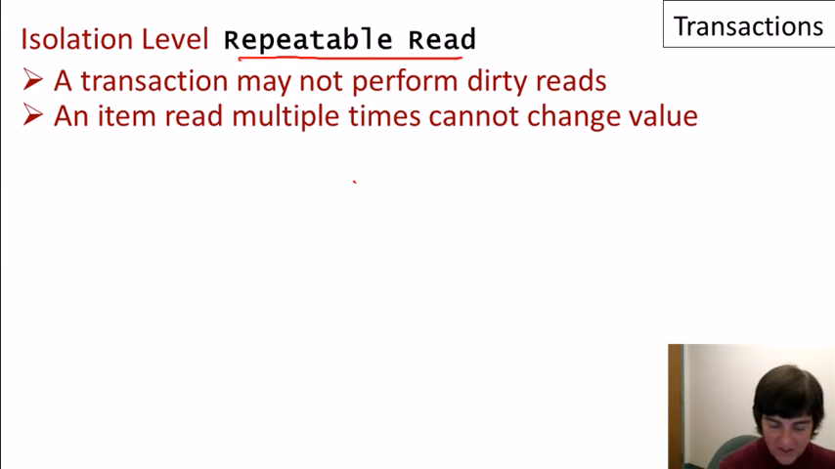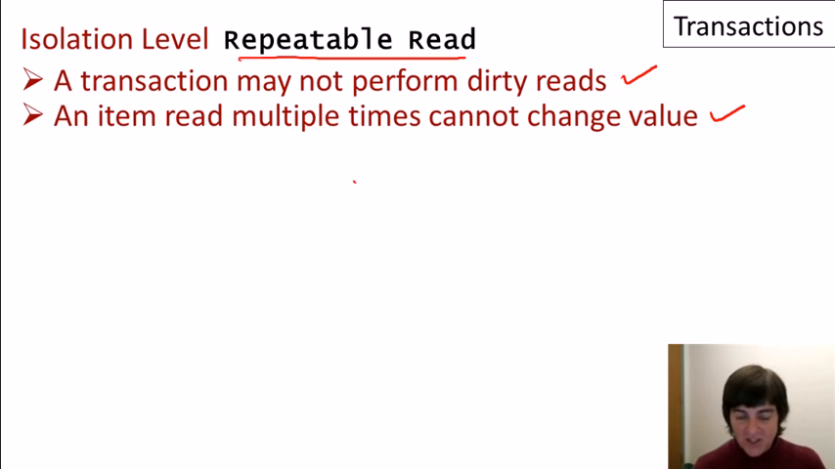Our next isolation level is called repeatable read, and it's our strongest one before we get to serializable. In repeatable read, a transaction may not perform dirty reads, just like in read committed. And furthermore, there's an additional constraint that if an item is read multiple times, it can't change value.